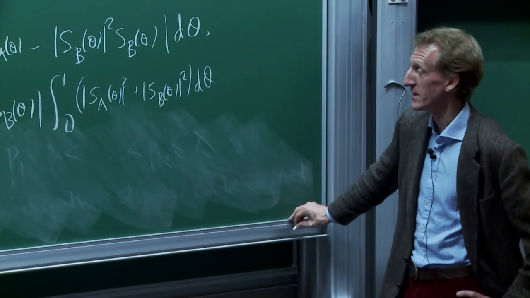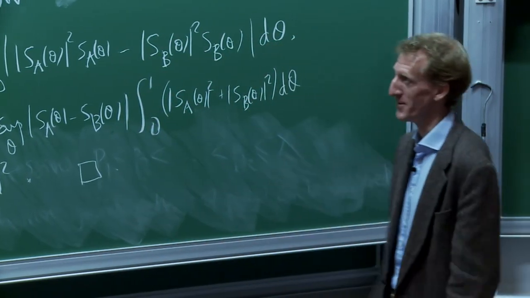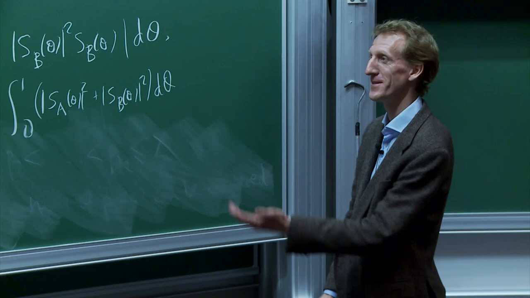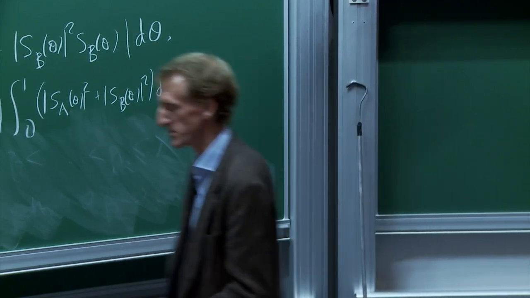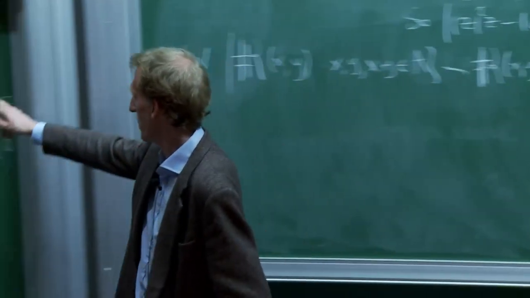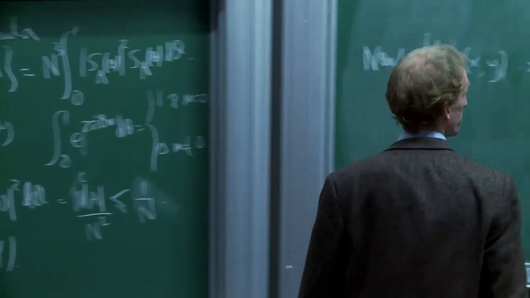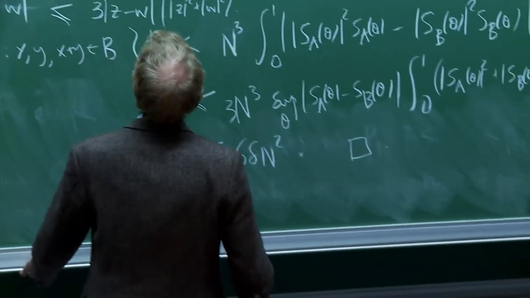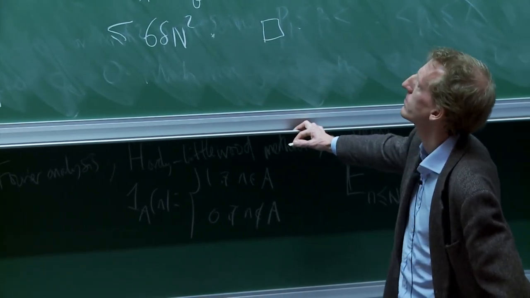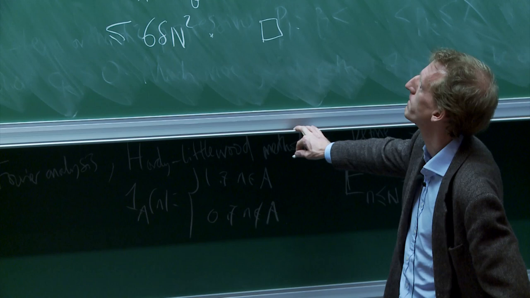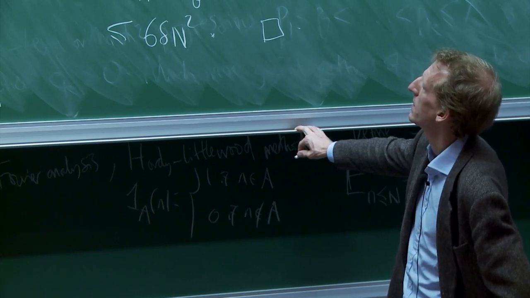OK, so basically, there's a routine argument for deducing this statement just using the Fourier transform, and all you need is the orthogonality relation, which gives you a formula for the expression we want, together with Parseval's identity. You can perhaps be a bit more clever with the inequality there. Instead of the 3, mod z squared plus mod w squared.